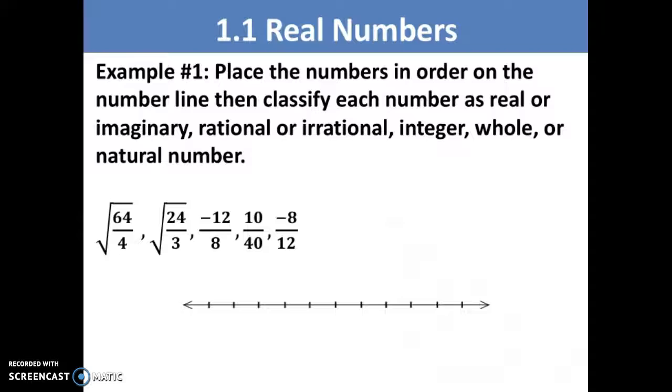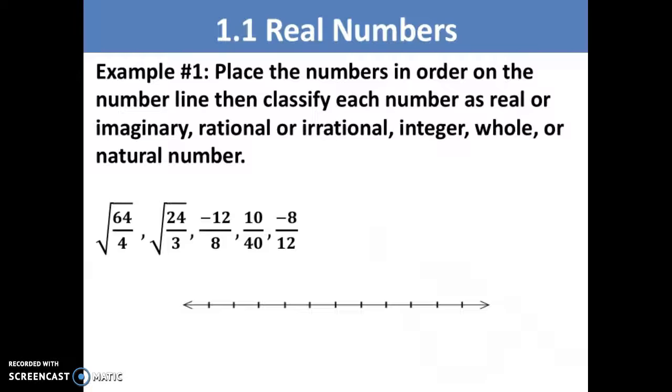It says place the numbers in order on the number line. Then classify each number as real or imaginary, rational or irrational, an integer, whole, or natural number. We are given the numbers square root of 64 over 4, square root of 24 over 3, negative 12 over 8, 10 over 40, and negative 8 over 12.